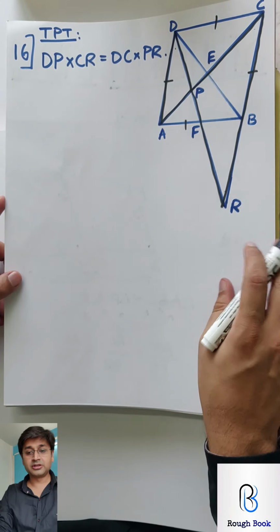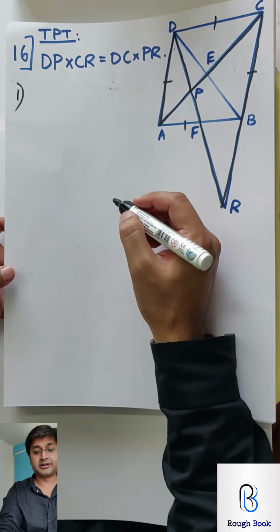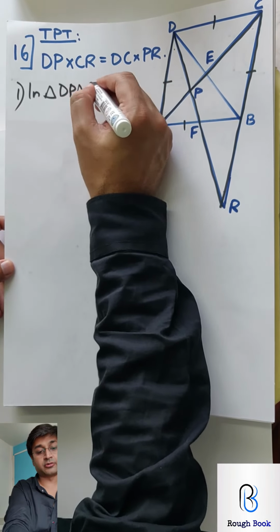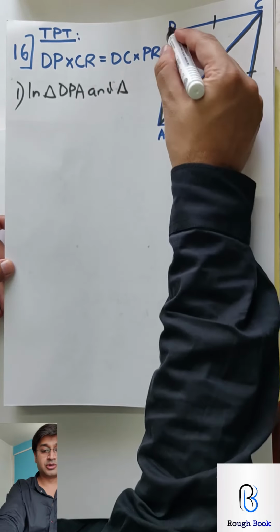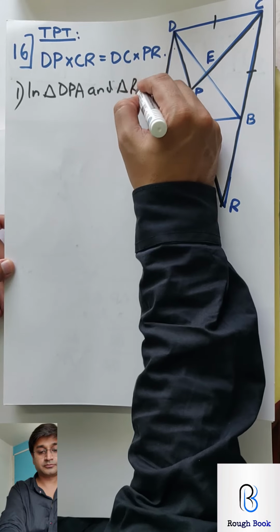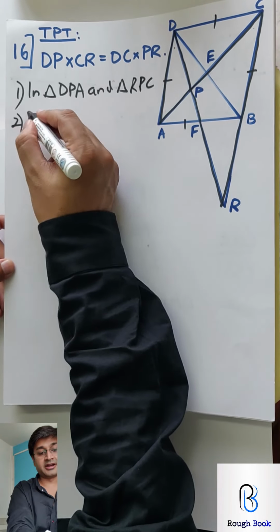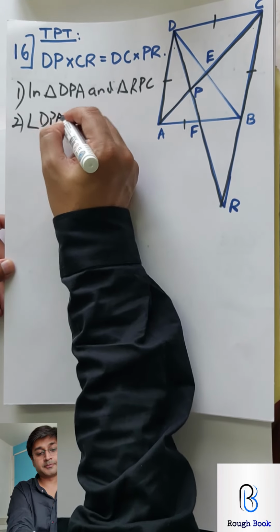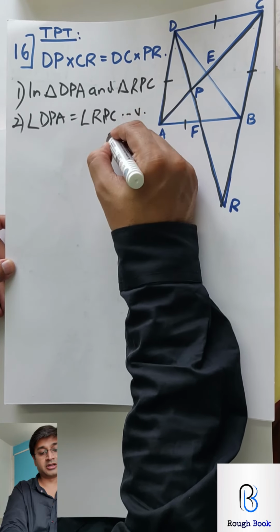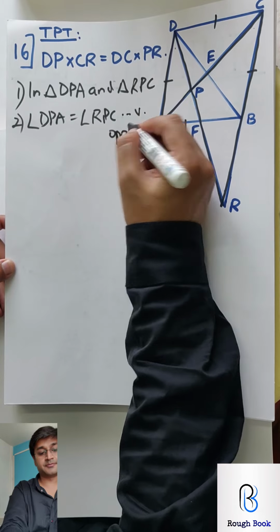Ready? Come on, pause the video, try on your own and try and get it. So number 1, in triangle DPA, correct one-to-one correspondence please. So DPA, so D corresponds to R, so RPC. Alright, what will I write? Angle DPA is equal to angle RPC, vertically opposite angles.